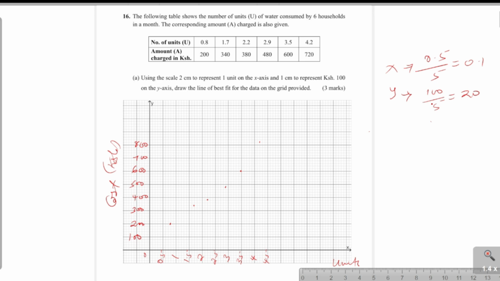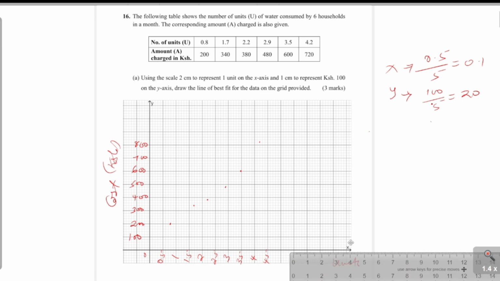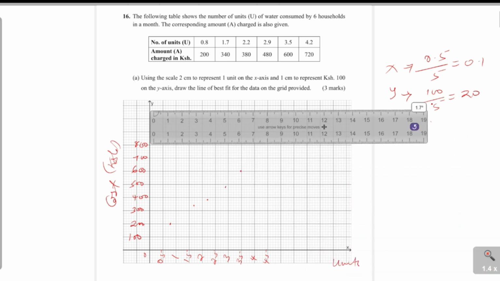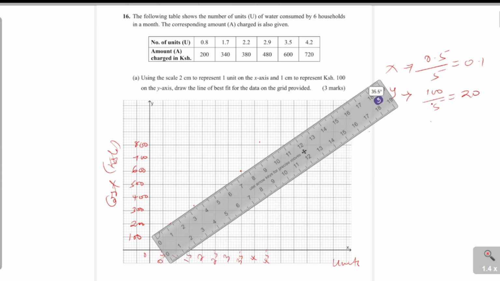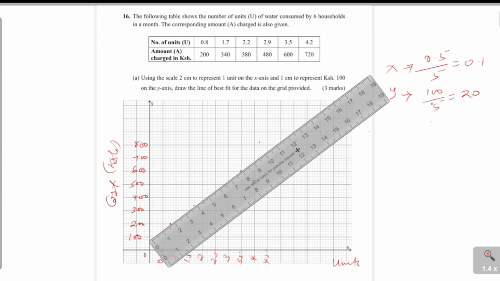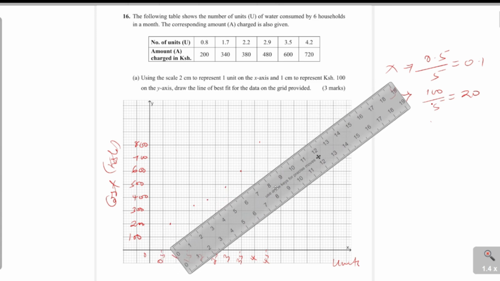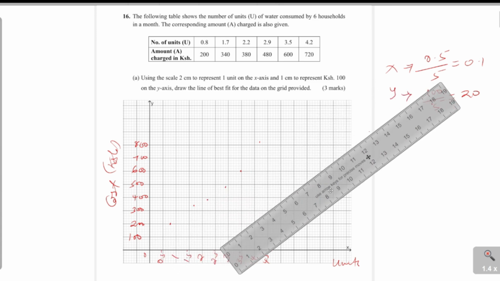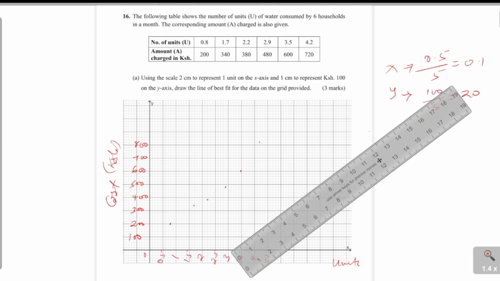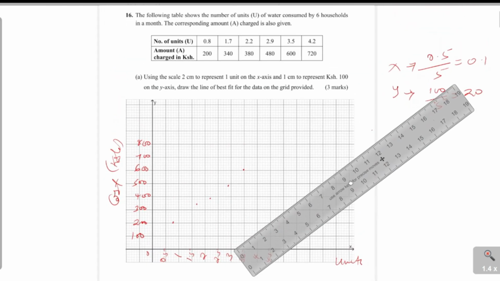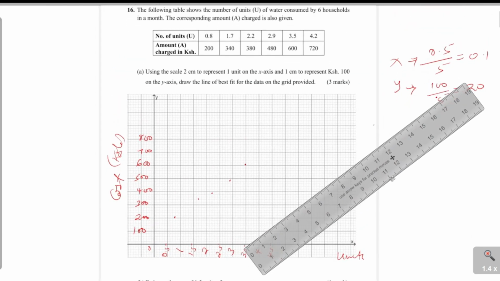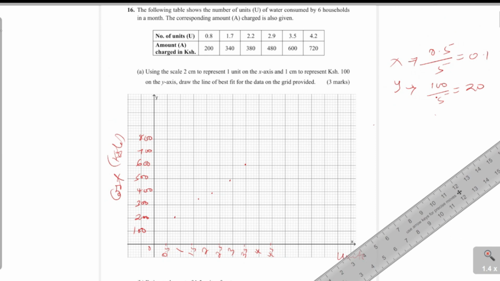So try to use a ruler for this. You can try to check and draw all the possible lines. Somewhere I plotted, I didn't plot correctly, I've noted. So for 4.2, just check 4.2. 4.2 is 720. I had plotted 820 instead.